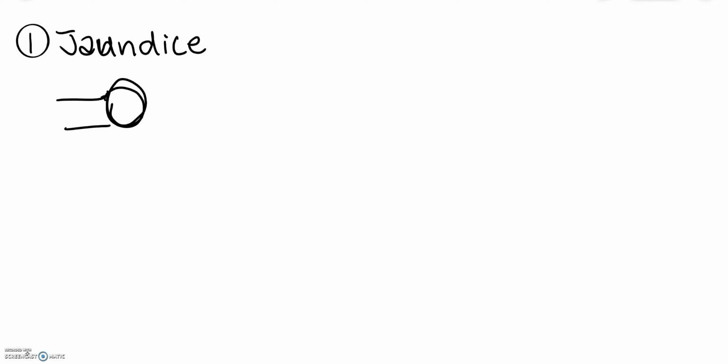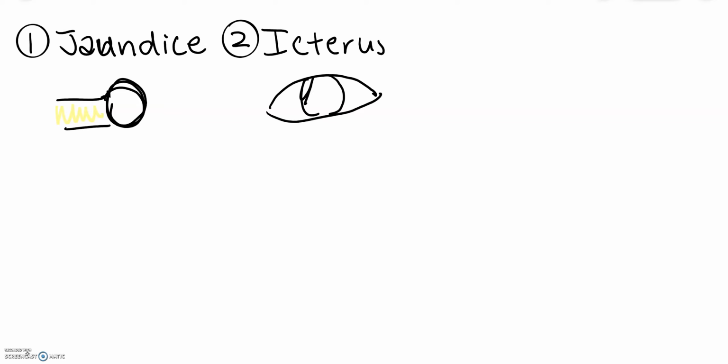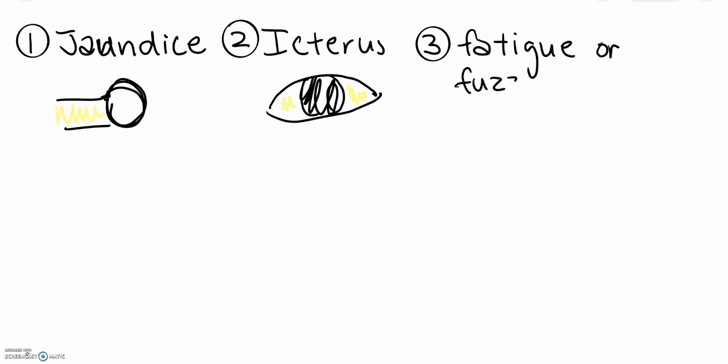Early signs and symptoms of sickle cell disease include but are not limited to: 1. Jaundice, which is basically, imagine this is a hand, the yellowish color of the skin. Secondly, icterus, which is yellow in the whites of the eyes. Third, fatigue or fuzziness from anemia.